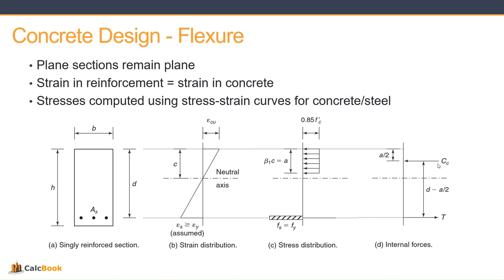And that translates right into our forces. So we have C_c, which is the compression force in our concrete, and then we have T, which is the tension in our reinforcement.